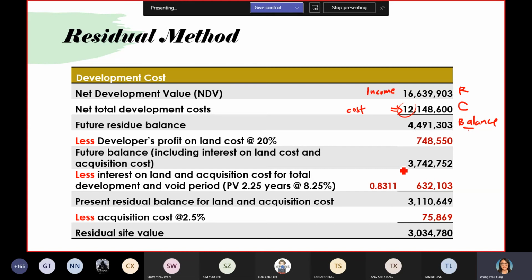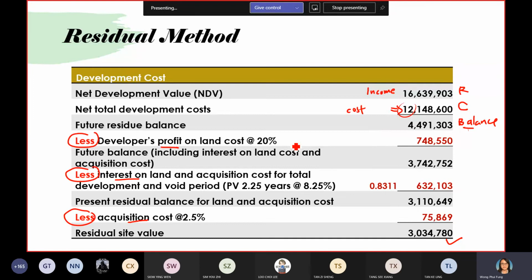You need to minus interest on the land cost. Then only you get the pure land cost. I repeat again, this balance 4.4 is not the pure land cost. You need to minus the profit on the land cost, the interest, and also the site acquisition fee. Then only you get the residual land cost. This is what we say 3 minus.